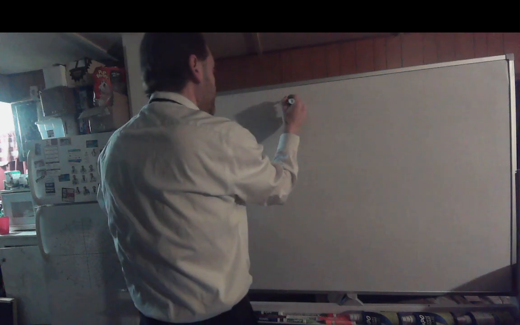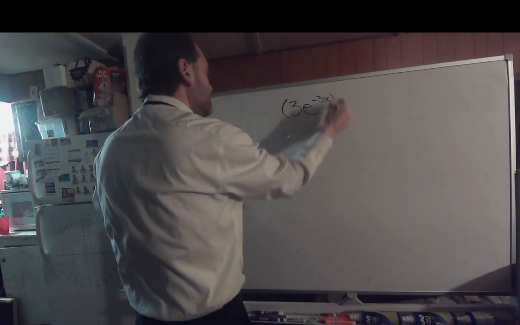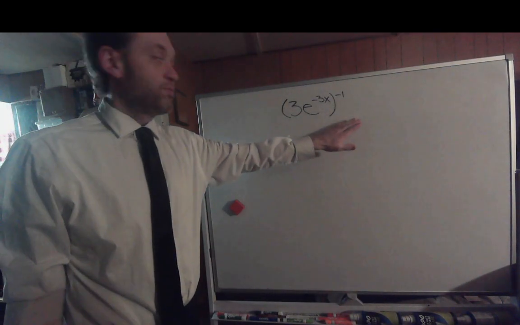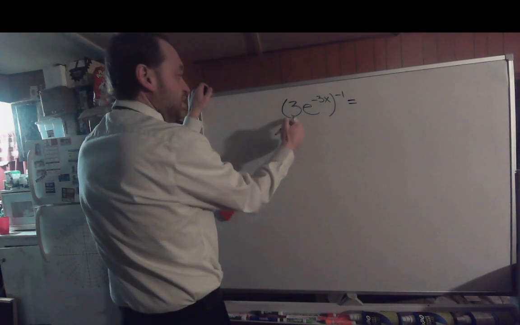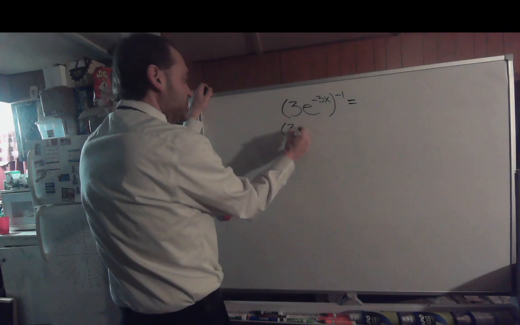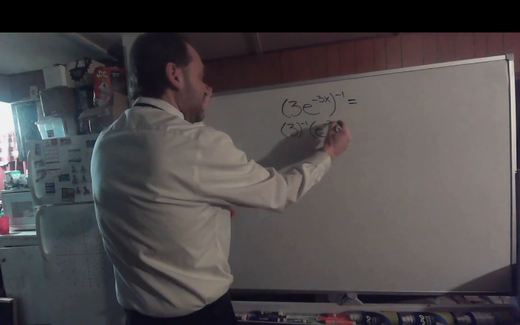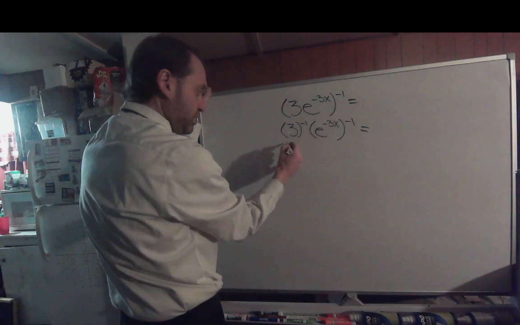Now let's do a little bit of algebra with it. We have 3e to the negative 3x raised to the negative 1st power. Well, according to properties of exponents, you can split up the two bases. This would be the same as 3 to the negative 1st power times e to the negative 3x to the negative 1st power. Well, what's 3 to the negative 1st? That, of course, is 1/3.